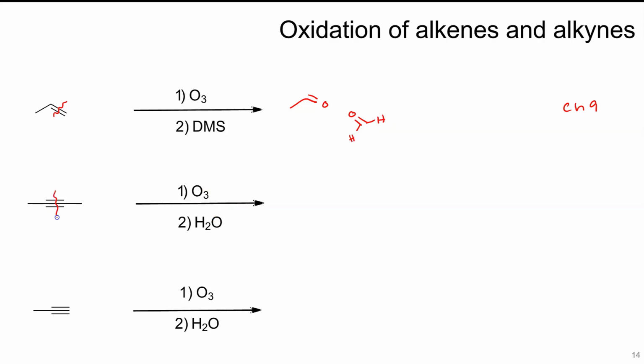Ozonolysis with an alkyne will still cleave, but we end up with now 2 carboxylic acids. And because this is symmetrical, they're both the same carboxylic acid. But if it wasn't symmetrical, if you had a different R group here, that would just be the R there. For ozonolysis of a terminal alkyne, we still cleave. You get the carboxylic acid and CO2.